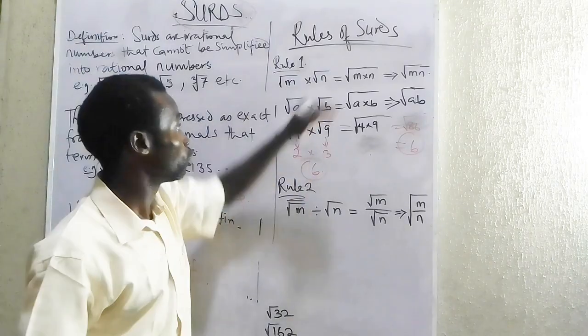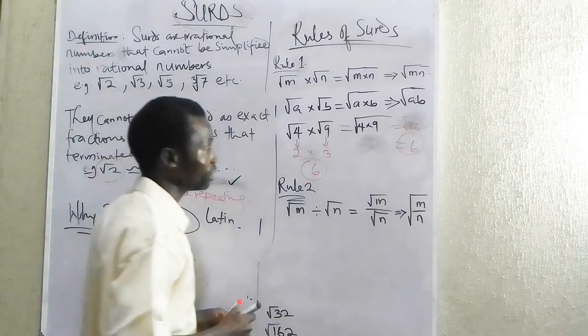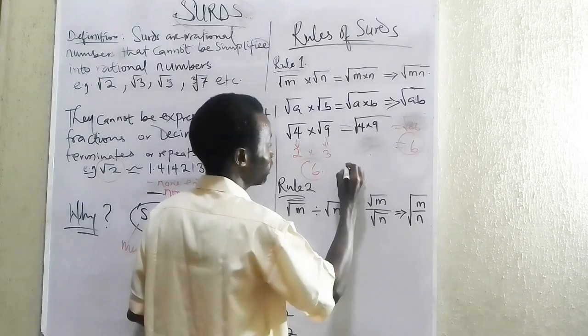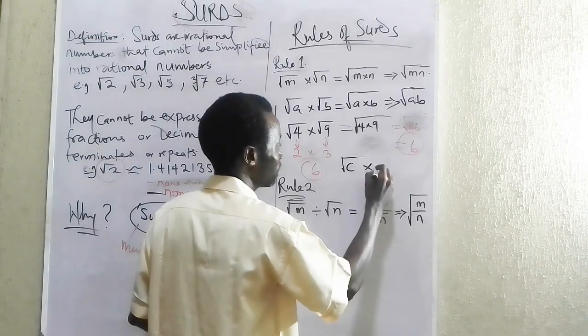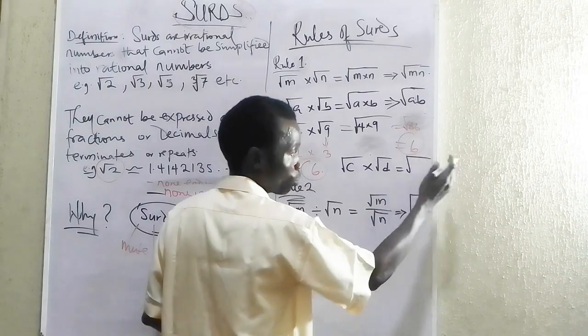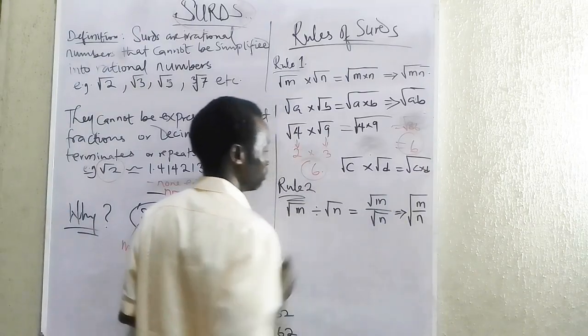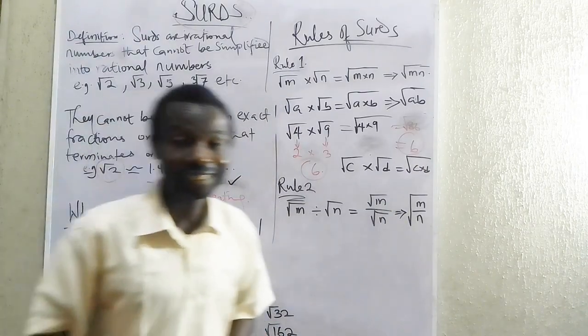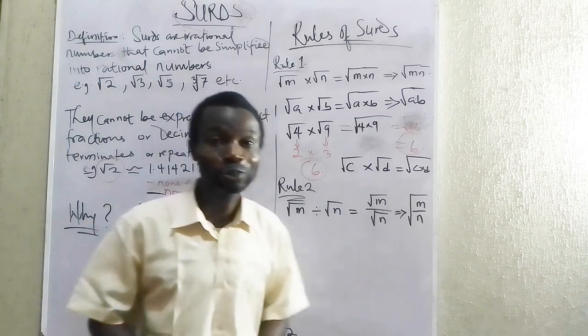So this is rule number one. Rule number one again states that, use any digit, C, the square root of C times the square root of D will give you the square root of C times D. In the next class, we'll look at rule number 2.